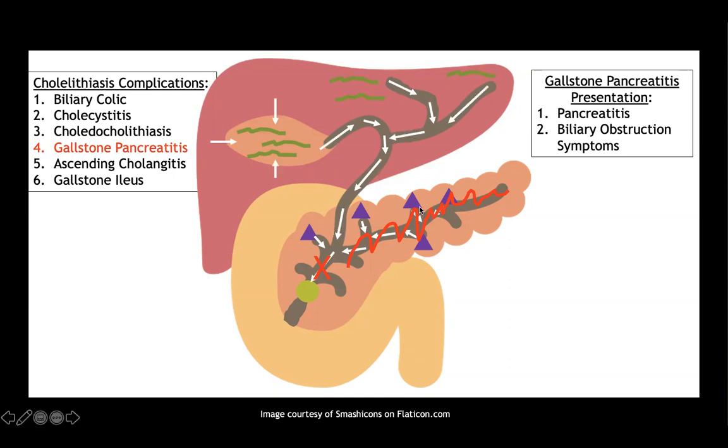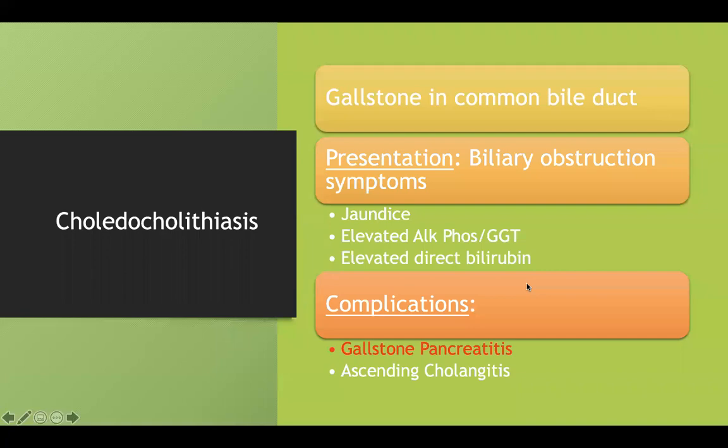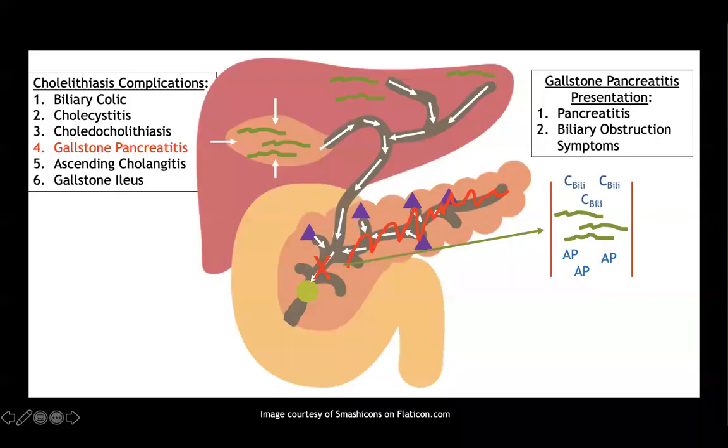So again, in this case, if there is a gallstone lodged here, not only are your pancreatic enzymes obstructed, but your bile is obstructed too. So you'll get the same problems that we've talked about before with an obstructive pattern.